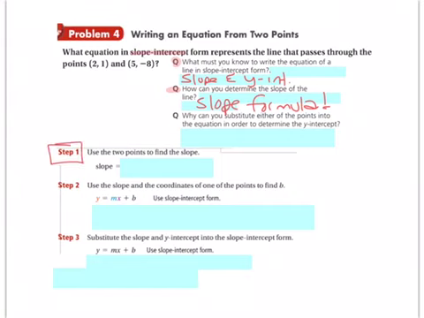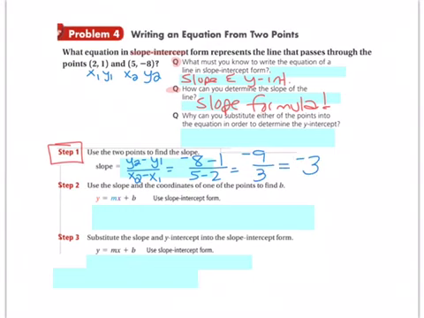We're going to do this step 1. Use the 2 points to find the slope of the line. Remember, I always like to label my points x1, y1, x2, y2. So my slope formula is y2 minus y1 over x2 minus x1, negative 8 minus 1, all over 5 minus 2. So I'm getting negative 9 over 3, or negative 3.